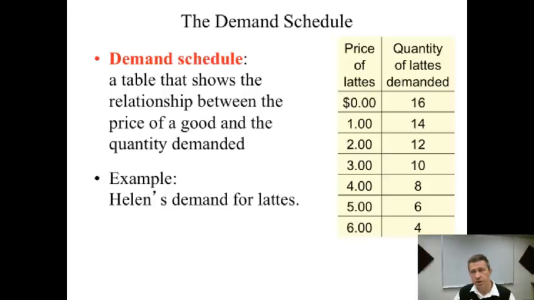Remember, this is within a given time period, so maybe we'll say it's within a week. In a given week, at these various prices, this is how many lattes Helen would demand. At the very top, if they're free, Helen wants 16 in a week. If they're $1, it drops a bit. She'll only want 14 now. If it's $2, it drops to 12. At $3, she'd want 10 in a week. And if it's $6, she'd only want 4.